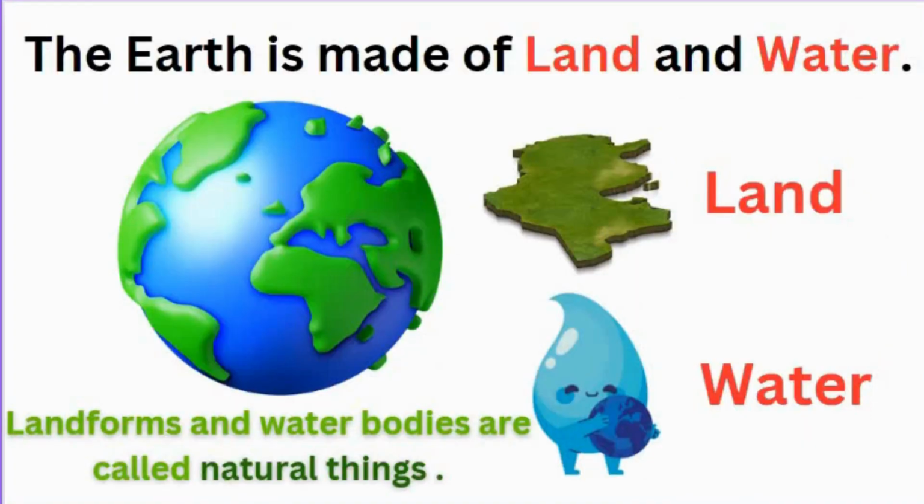The earth is made of land and water. The green part here is the land and the blue part is water. Landforms and water bodies are called the natural things. Whatever the landform is, here the green color is showing the landform and the blue color is showing the water bodies, and these two things are called the natural things.